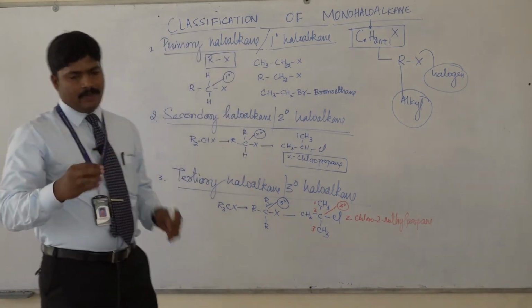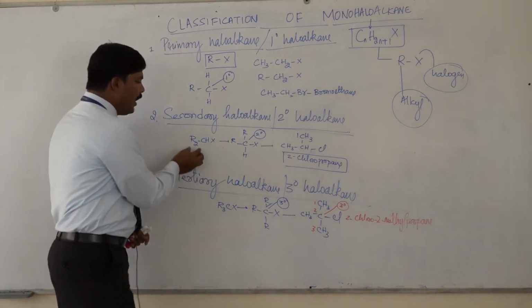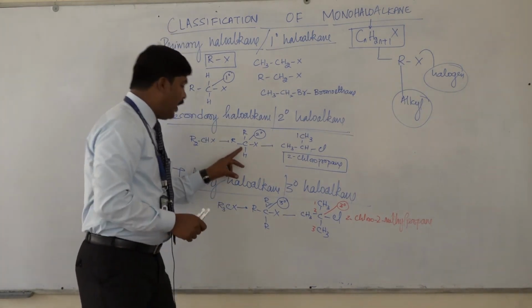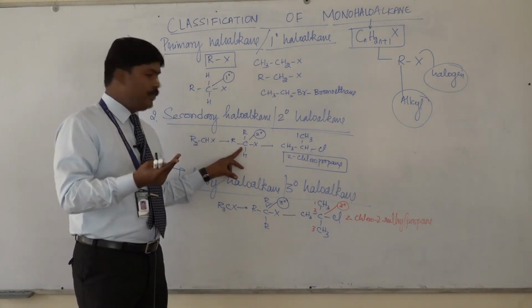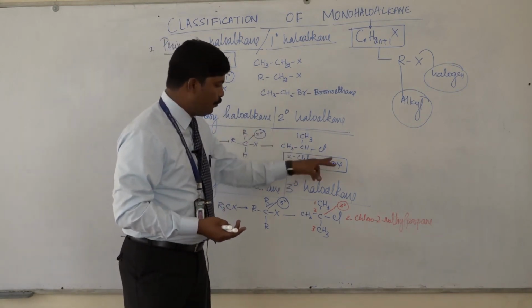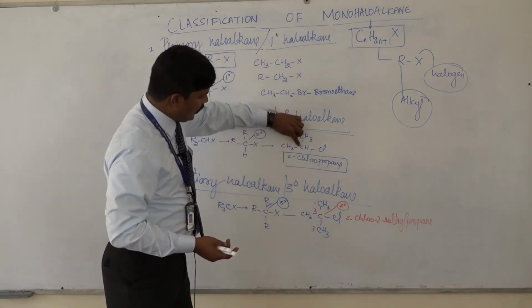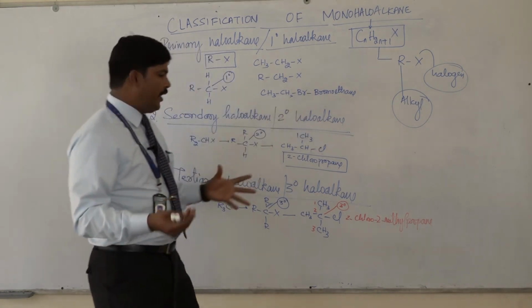Secondary: see where the one halogen is bonded. If it is R2CHX, that is, the carbon has one replaceable hydrogen and two R groups, that is R2CHX. I give an example, 2-chloropropane, that is a second degree carbon. For the second degree carbon, the halogen is bonded, and it is bonded to two R.